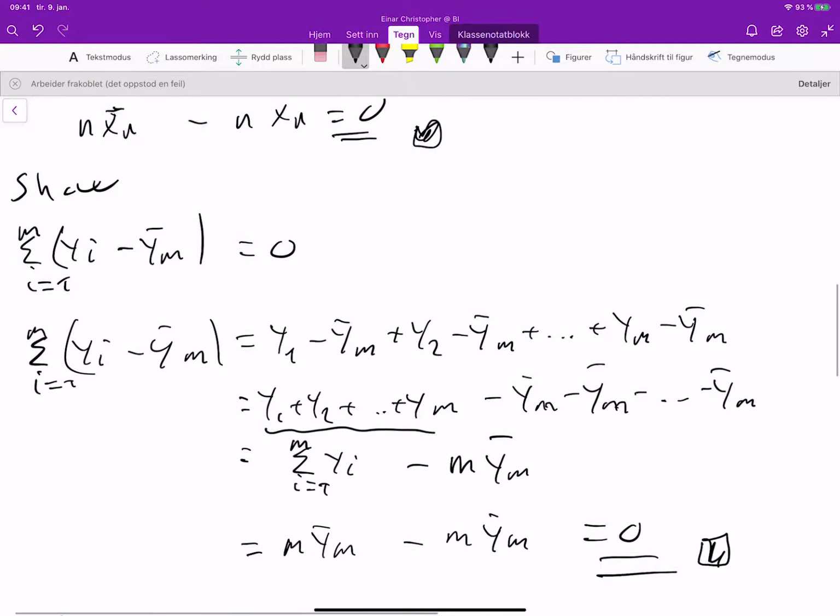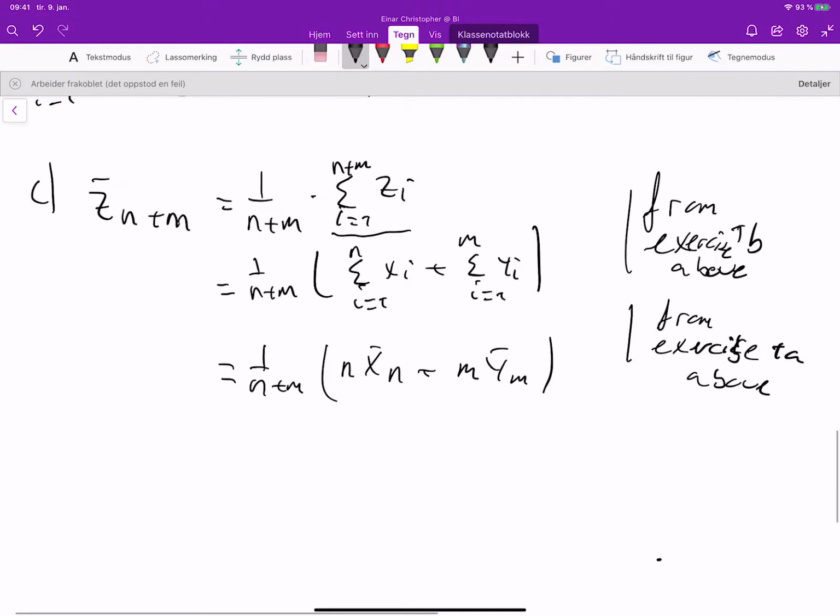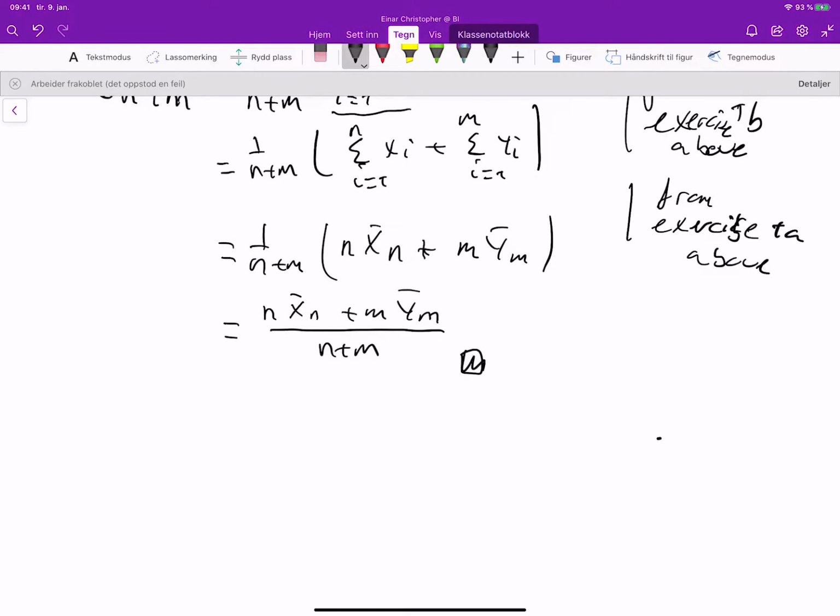So going down, we can see that we have replaced the sum of the xi's with n xn bar and the sum of the yi's with m ym bar. And then we actually got the result, because then we just multiply and we get n xn bar plus m ym bar divided by n plus m, which we were supposed to show, or what we were supposed to derive.